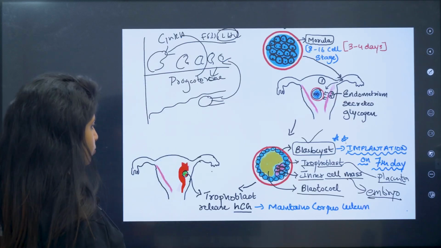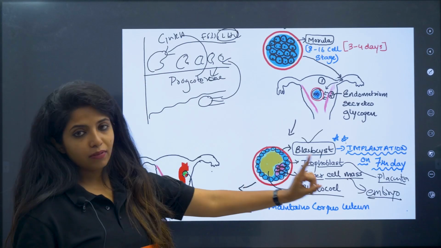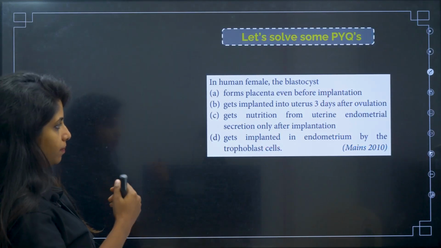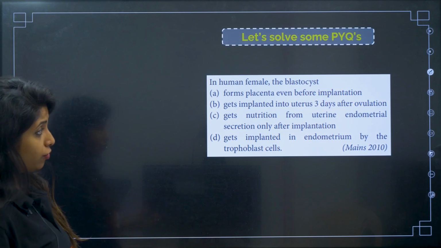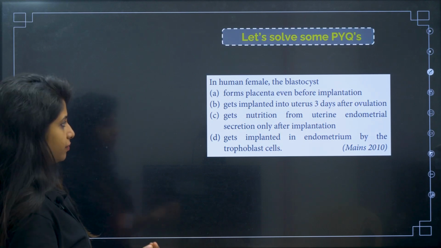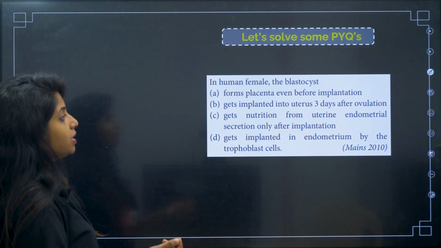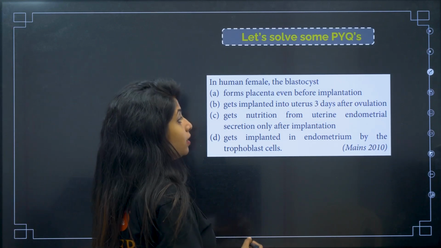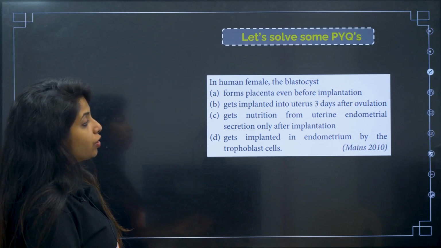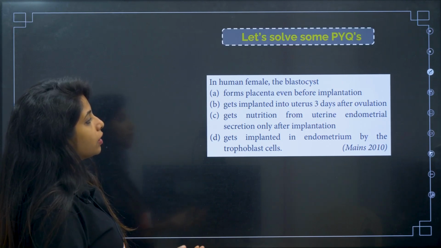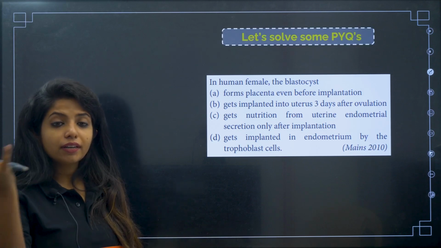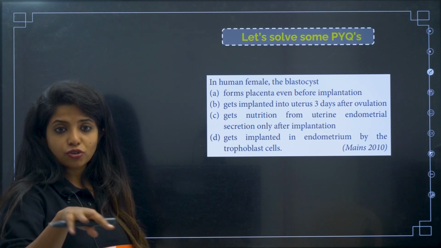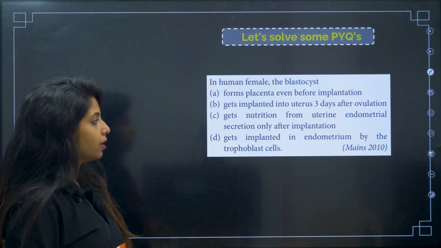I think we have covered inner cell mass, embryo. Remember that. Now, in human female, the blastocyst forms placenta even before implantation. Is it? No. Placenta is formed after some time. Gets implanted into the uterus 3 days after ovulation. No. We saw that implantation takes place on the 7th day. So that is also wrong. Gets nutrition from the uterine endometrial secretion only after implantation. Is it so? It already received nutrition before implantation, right? Glycogen got inside the blastocoel already before implantation. So this is also wrong.